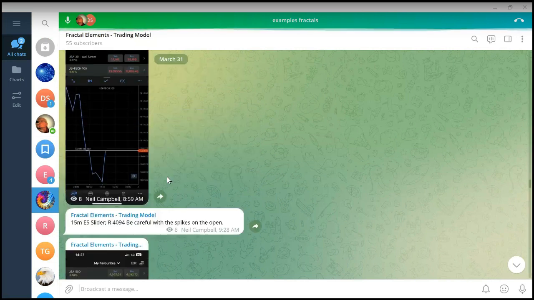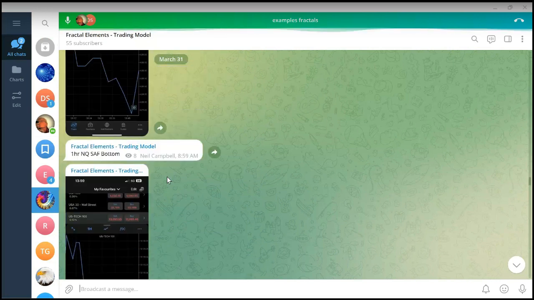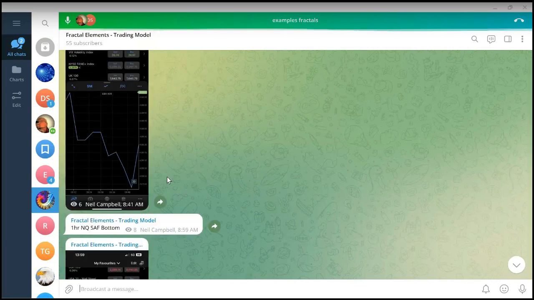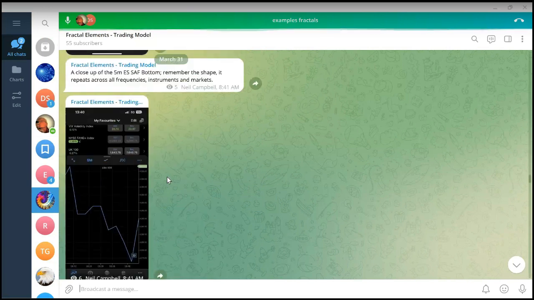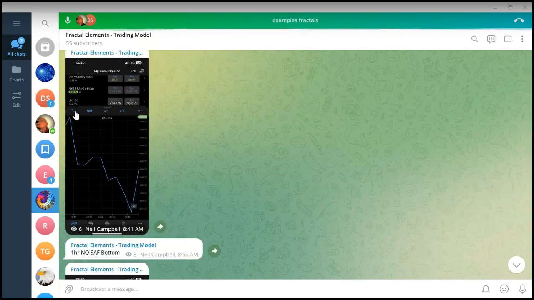Let's take a look at another one here. Again, we're looking at the standalone fractals. This is another good one too. I think we saw this. He's looking at a 5-minute bottom here.